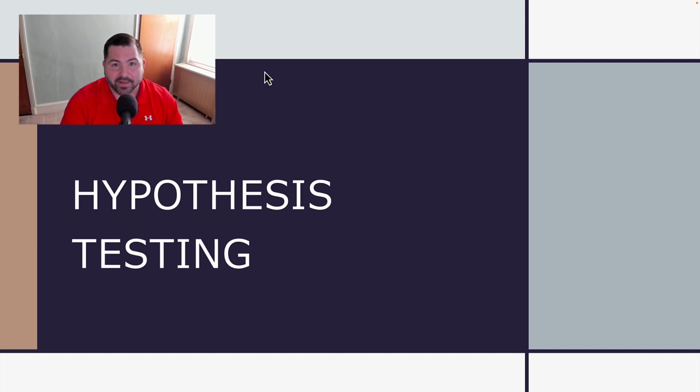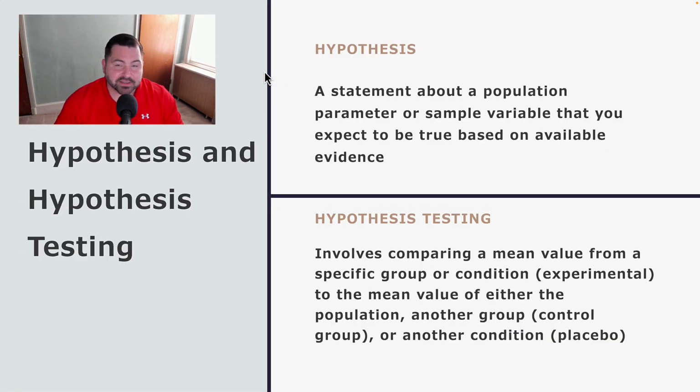Okay, let's get into hypothesis testing. So when we talk about a hypothesis, typically what we think of is what's known as an educated guess. And my thinking here is that most of your experiences have been on what's known as a substantive hypothesis, right? Which is what you think as a scientific researcher is going to be the outcome or likely outcome for a particular experiment. But in a statistical world, we define a hypothesis as a statement about a population parameter or a sample statistic variable that you expect to be true based on available evidence.